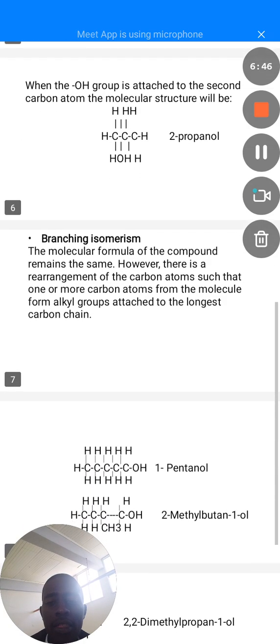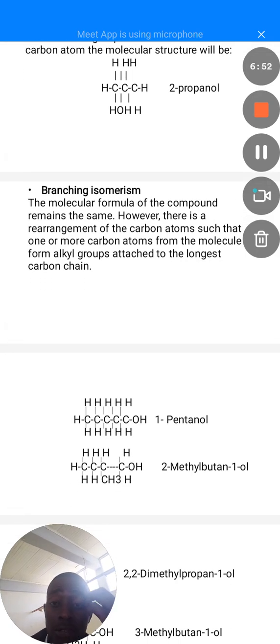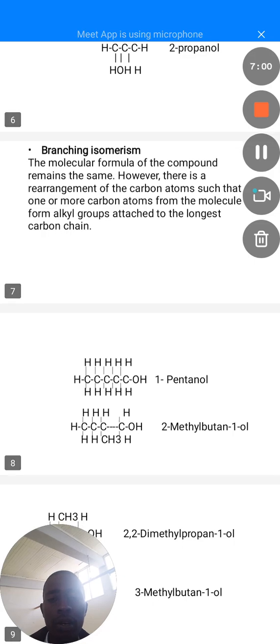Then let's go to the next type of isomerism, that is branching isomerism. In branching isomerism, the molecular formula of the compound remains the same. However, there is a rearrangement of carbon atoms such that one or more carbon atoms from the molecule form alkyl groups attached to the longest carbon chain.